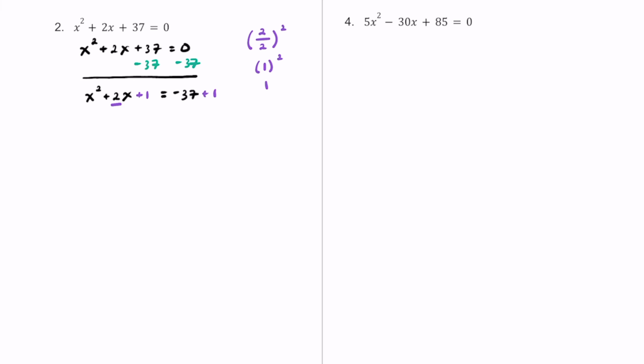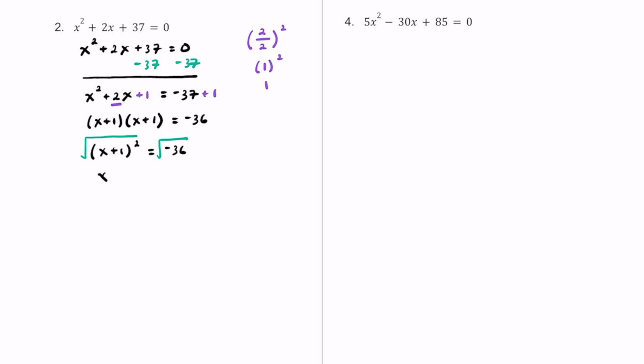Now, on the left side, we have a perfect square trinomial now, so we're going to have this quantity of x plus 1 times the quantity of x plus 1. And on the right side, negative 37 plus 1 is going to be negative 36. On the left side, let's go ahead and condense this. So we just have this x plus 1 quantity squared is equal to negative 36. And then to go ahead and get rid of that squared, we take the square root of both sides of the equation.